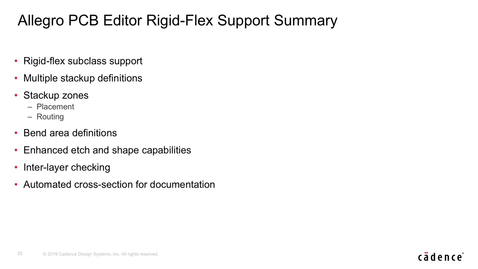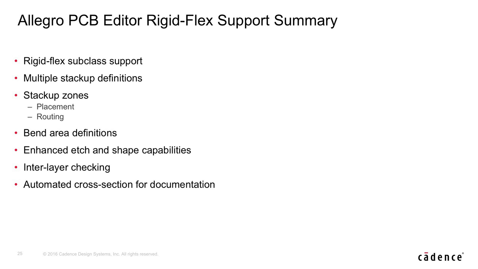So what have we looked at? We've seen how Allegro supports rigid flex design through specific subclasses for rigid flex design, the process for defining multiple stack-up definitions, and the stack-up zones which reference those stack-up definitions and how important zones are when it comes to placement and routing. We've seen bend area definitions that are easy to use and define the bend area and the parameters based around those, as well as enhanced etch and shape editing capabilities that make life easier when working with these type of designs.